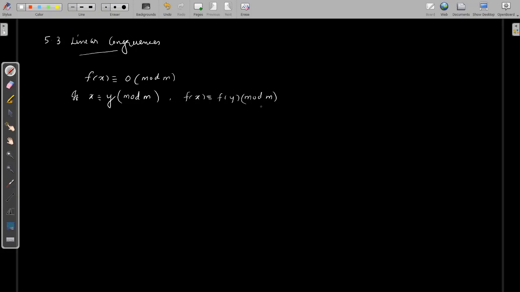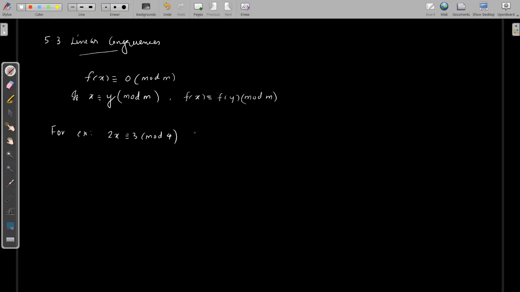Therefore, when we speak of the number of solutions of a congruence or polynomial congruence, we shall mean the number of incongruent solutions. That is the number of solutions contained in the set 1, 2, 3, etc., m, if we consider this polynomial congruence f of x congruent to 0 mod m.